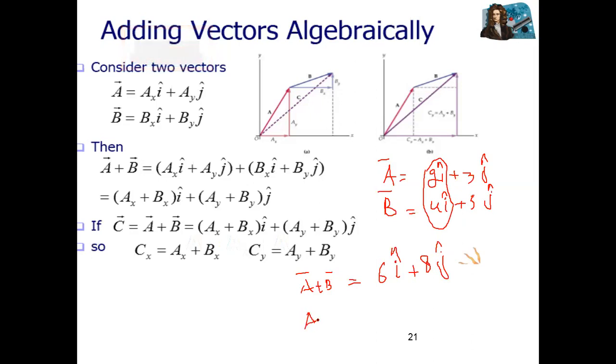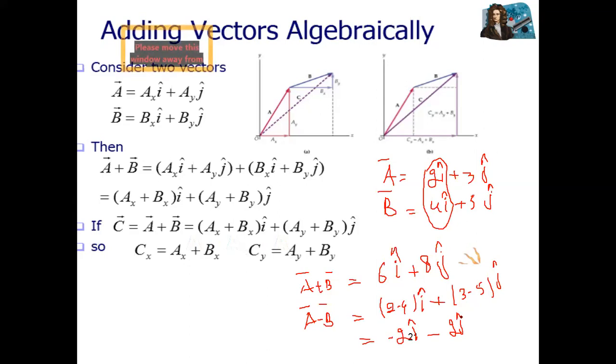Same, you can subtract two vectors. For example, a minus b. So a minus b, what you need is to subtract b from a. It means 2 minus 4 times i plus 3 minus 5 times j. So 2 minus 4 is minus 2, so minus 2i. 3 minus 5 again is minus 2, so minus 2j. So these are addition and subtraction of two vectors.